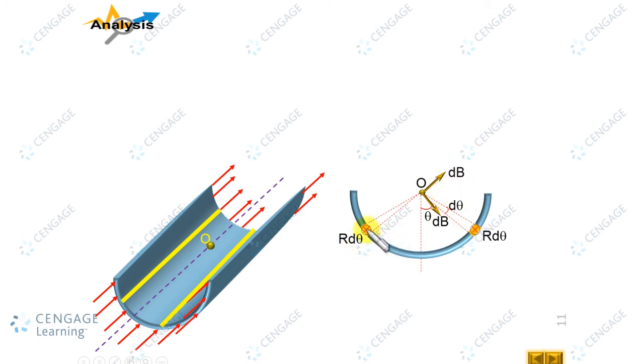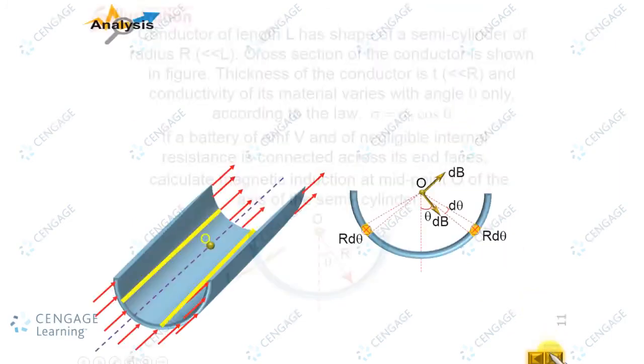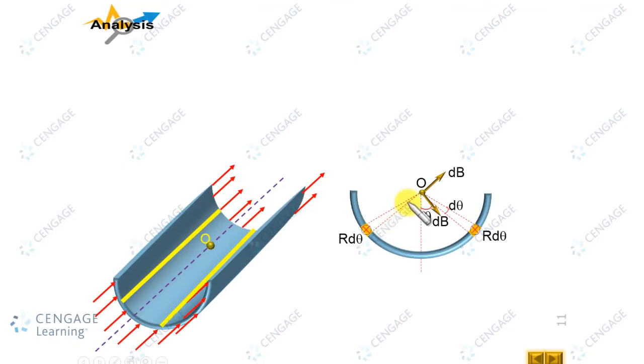Okay. The current value in this elemental wire and the current value in this elemental wire will be the same, because the conductivity is a function of theta, and we have considered symmetrical wires. So conductivity is the same, that is, resistivity is the same. Resistivity the same means resistance is the same, potential difference is the same. That means current flowing through this section and this section should be the same. That means dB and dB should be the same.